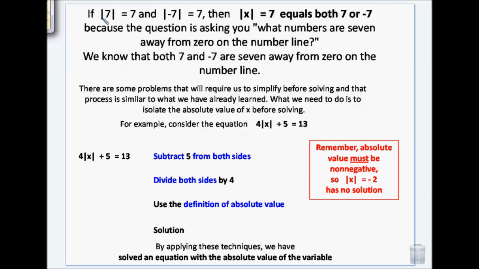Value is always positive. Here's what happens. If I have a 7 and I take the absolute value of it, I get 7. And if I have a negative 7 that I take the absolute value of, I also get 7. So then if I say, well, absolute value of x equals 7, it could be either 7 or negative 7, right? Because if I plug a 7 in here, I get 7. If I plug negative 7 in here, I also get 7. So when you have absolute value with variables, you're going to get 2 answers.